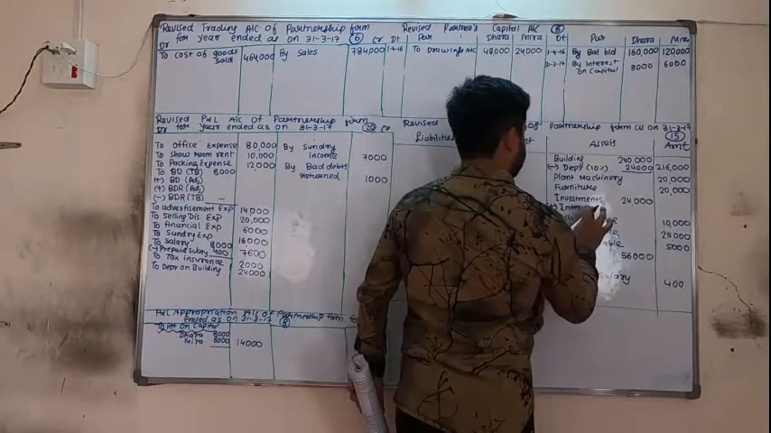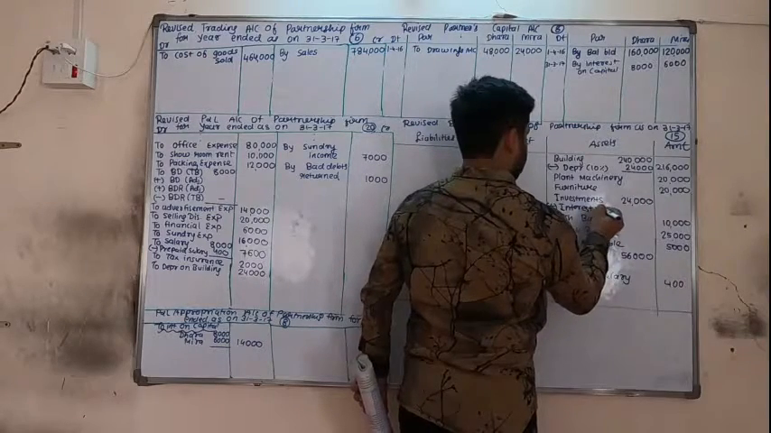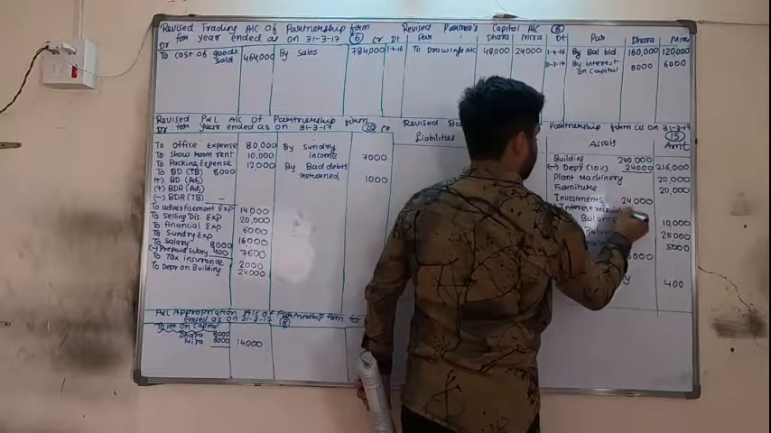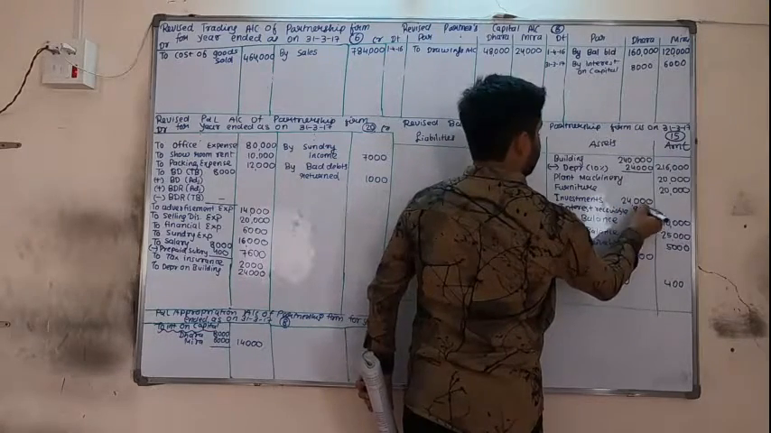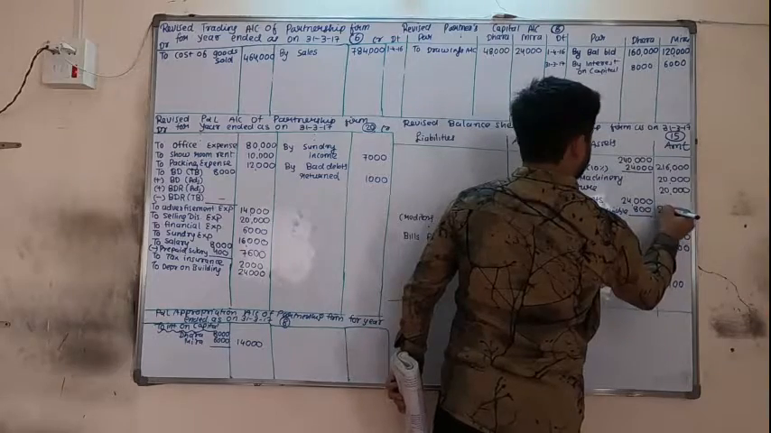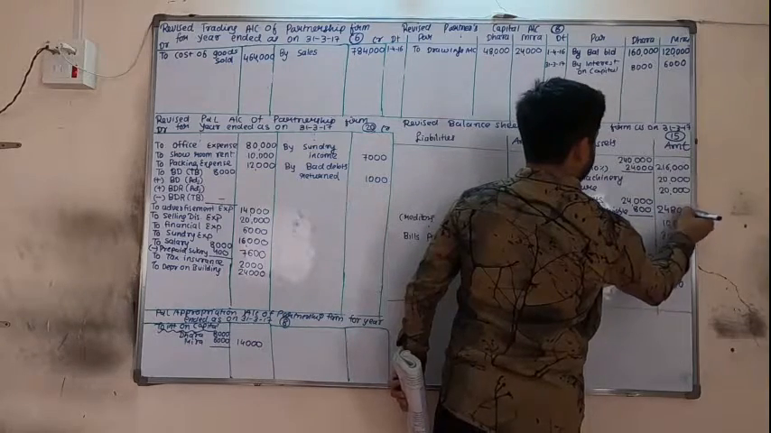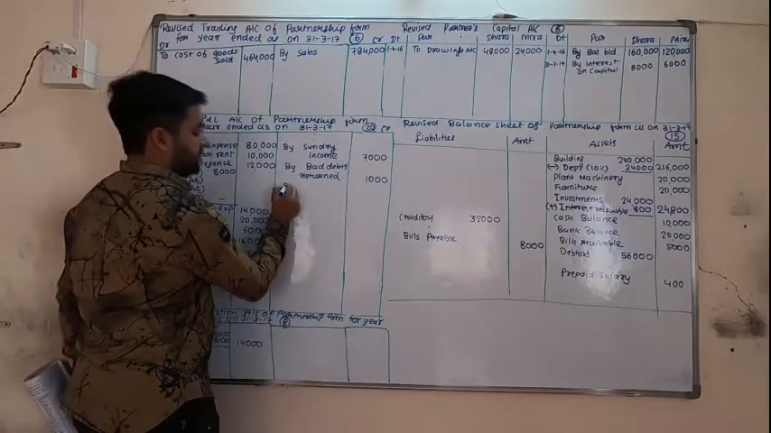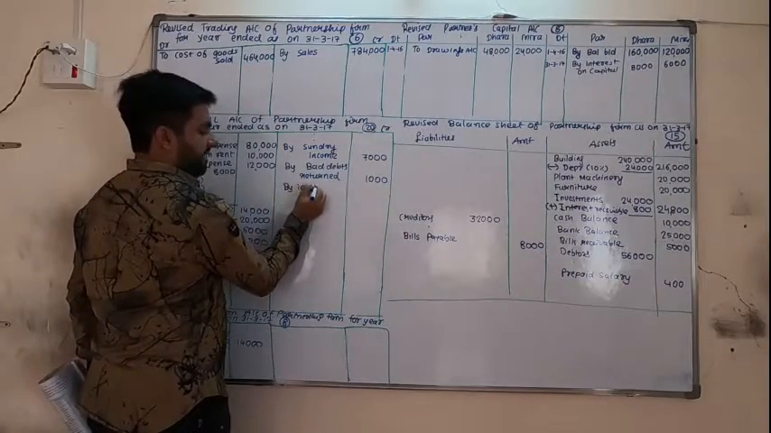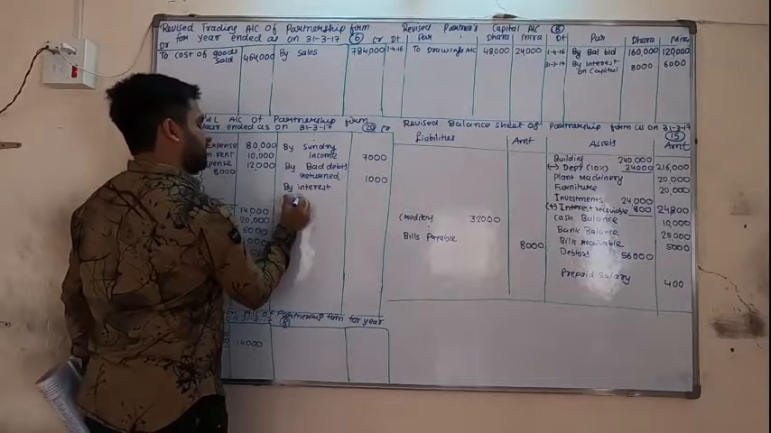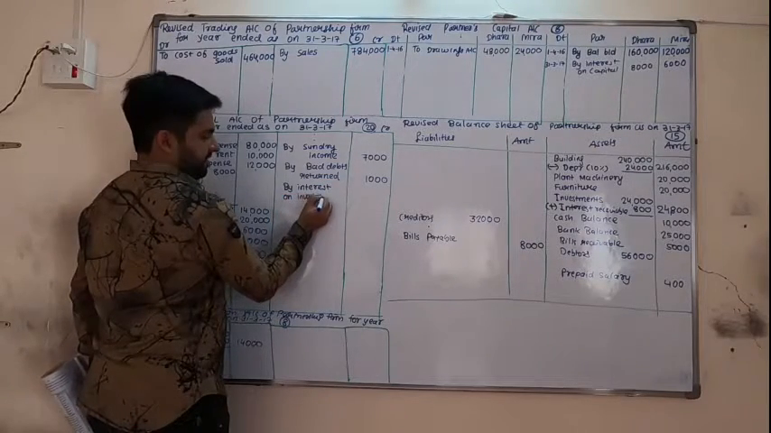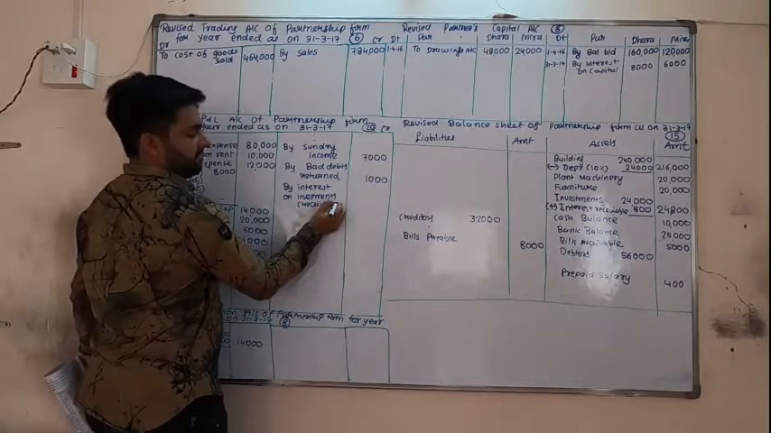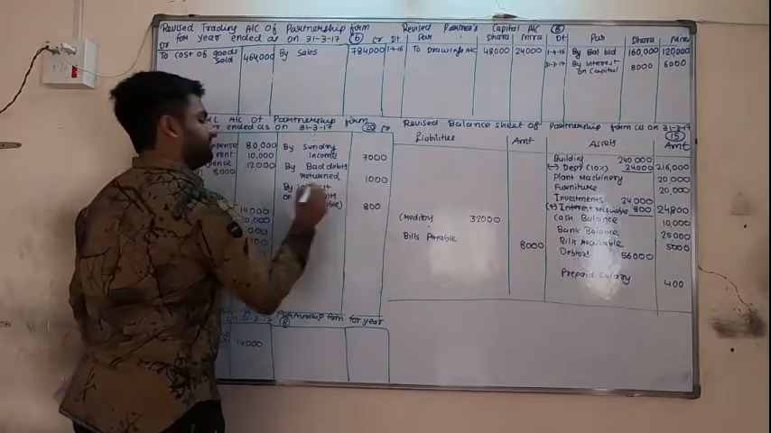Plus interest receivable 800. So in the outer column 24,000. Now here, by interest on investments, bracket receivable 800.